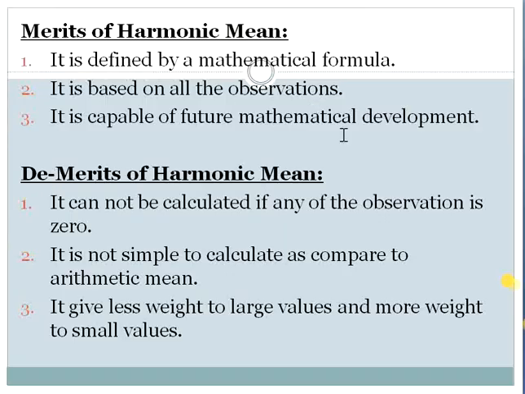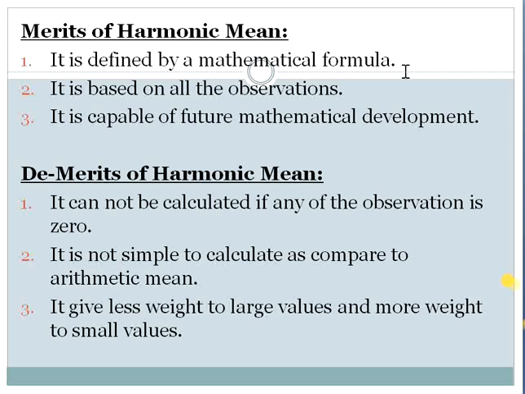Next we move to the merits and demerits of harmonic mean. Obviously every measure has some merits and demerits. Similar is the case with harmonic mean. Let's discuss its merits. It is defined by a mathematical formula. It is based on all the observations. It uses all the observations of your data; it doesn't skip any values, we use all the values of the random variable. It is capable of further mathematical development, so it has some use in research, though less.